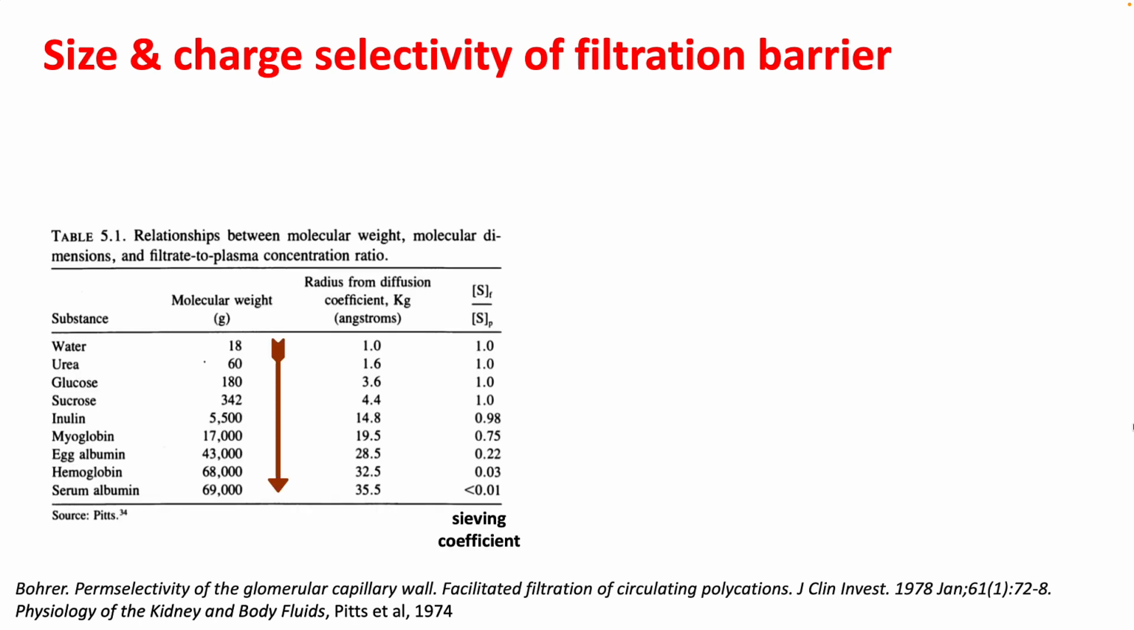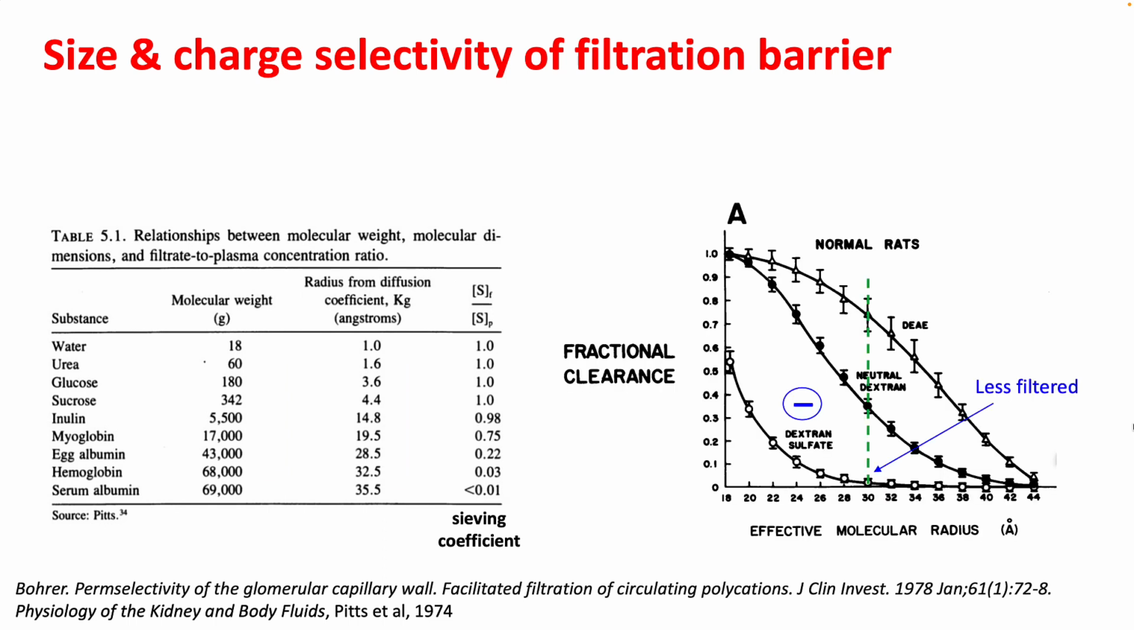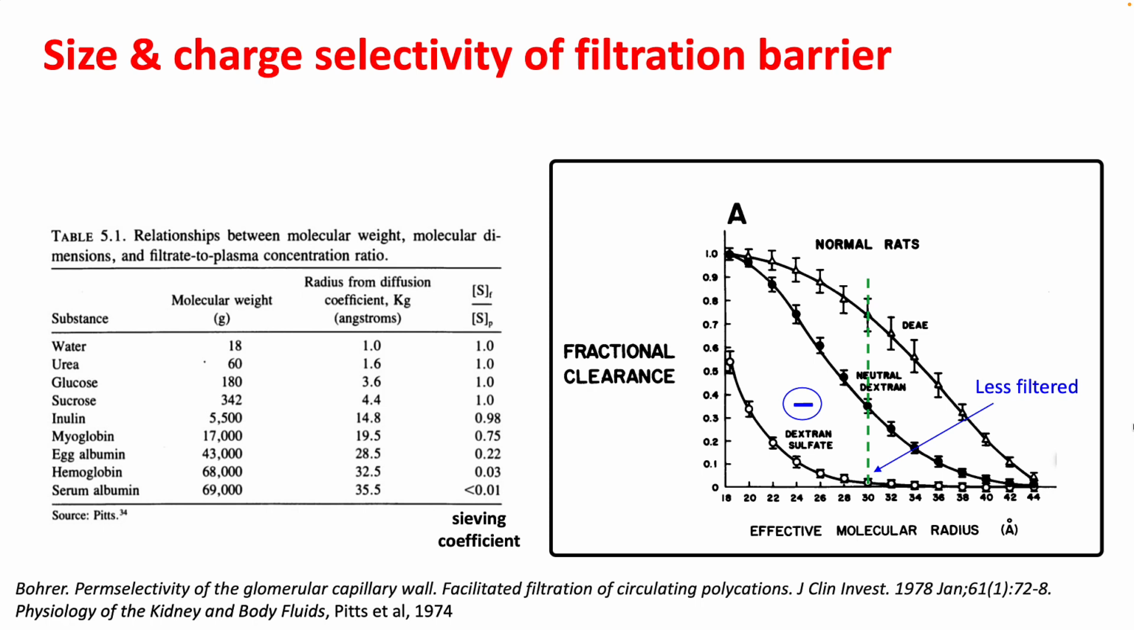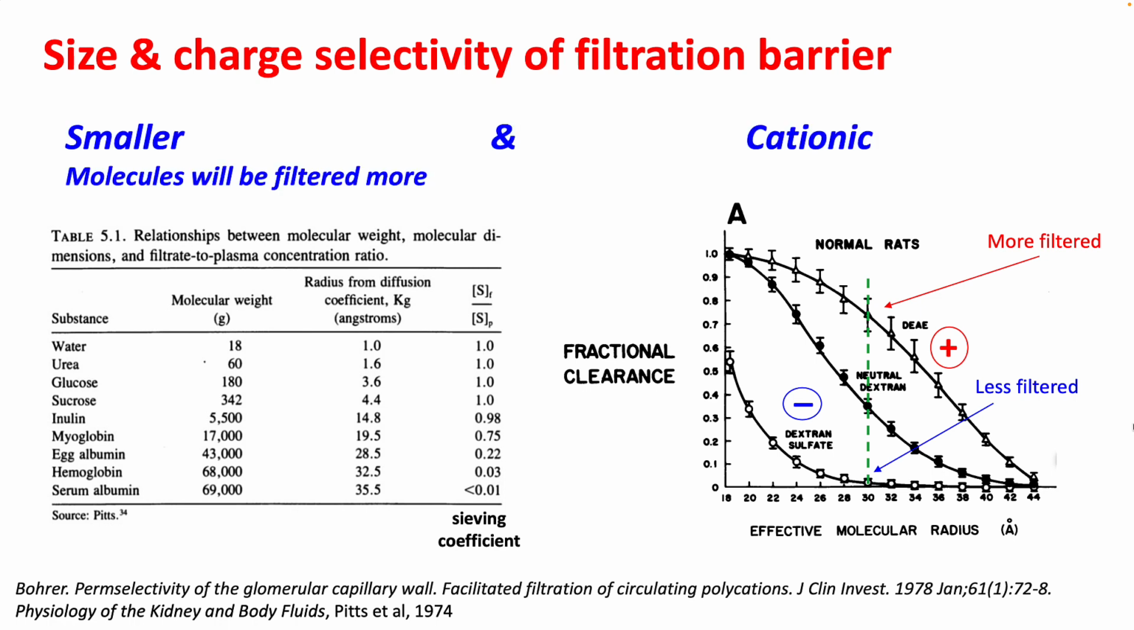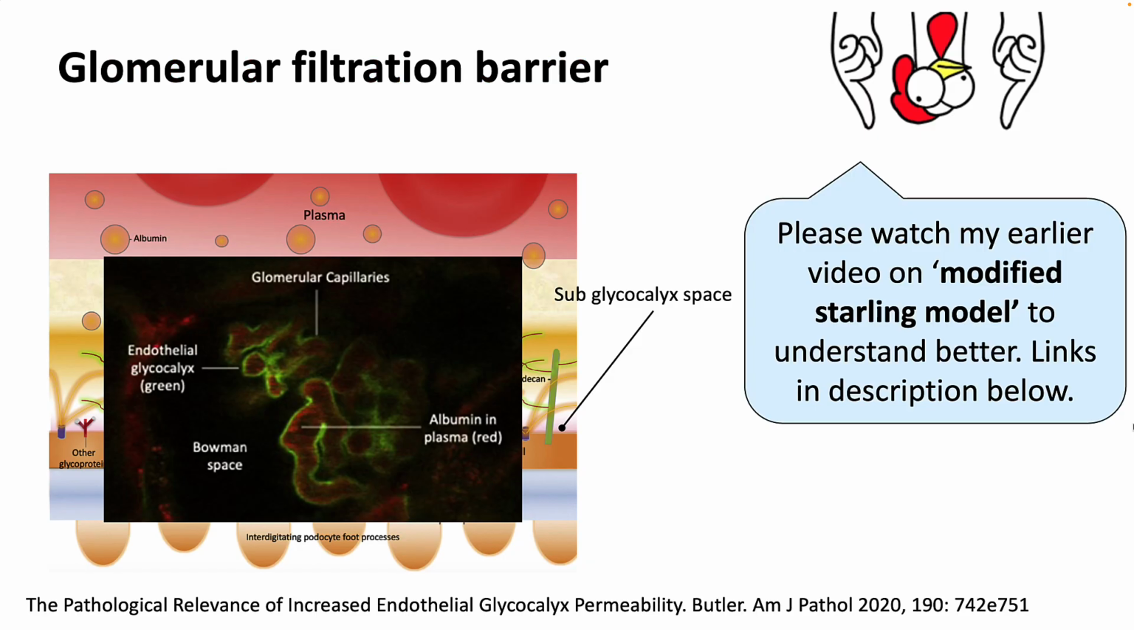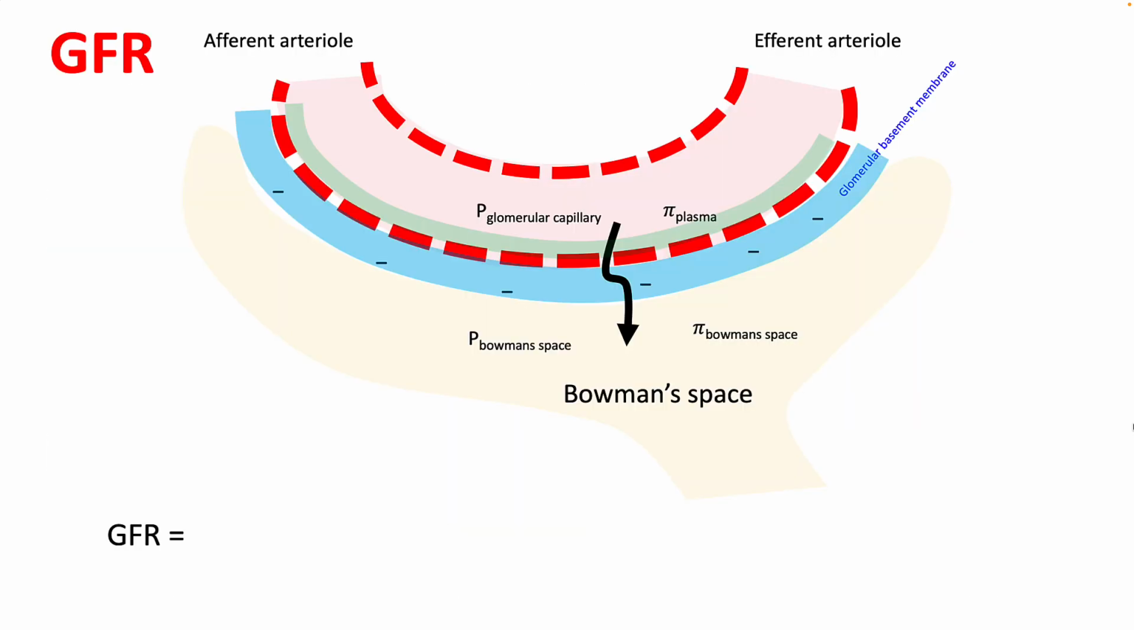As your molecular weight increases, your radius increases, and so your filtration decreases, and we use a term called sieving coefficient to describe it. The effect of charge is shown in this figure. For the same molecular radius, you can see that negatively charged dextran is less filtered than a positively charged dextran of the same molecular weight. So smaller and cationic molecules are filtered more, and larger and anionic molecules are less filtered. Please watch my earlier videos on modified Starling model to understand these concepts in more detail.